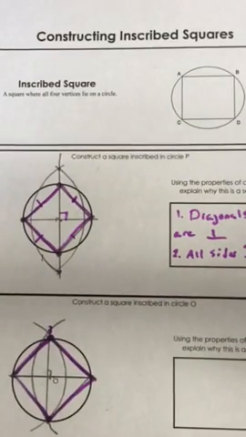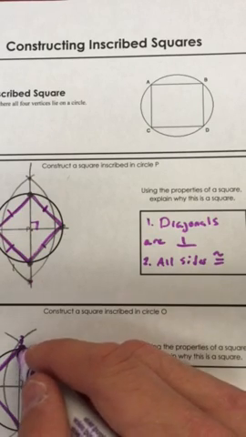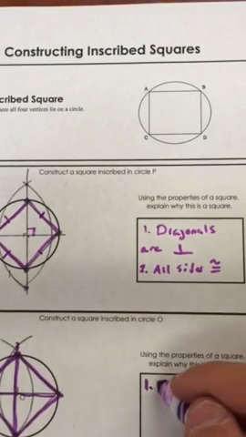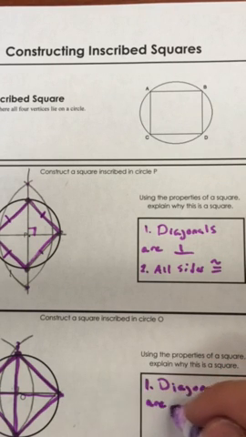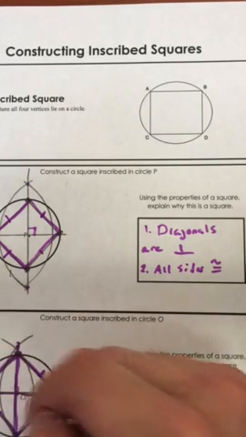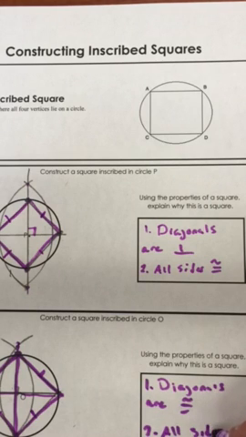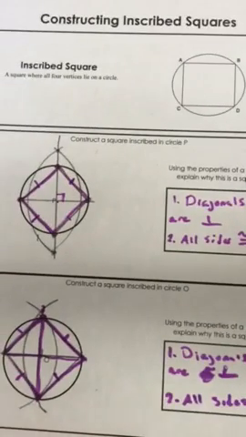Is it perfect? No, but it's pretty darn close. So what are the properties again? Well, I know that my diagonals are congruent. All right, not congruent, perpendicular. Diagonals are perpendicular. And I know that all sides are congruent. All right. And so that's how you do an inscribed square. Watch it again if you didn't get it, but I think you do. Remember, it's just a perpendicular bisector. Just a little extra work this time. Nice.